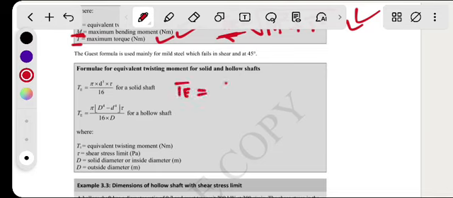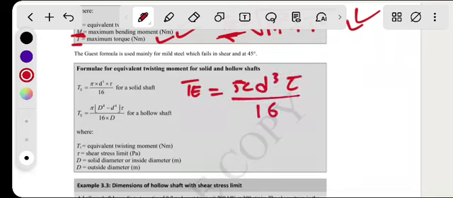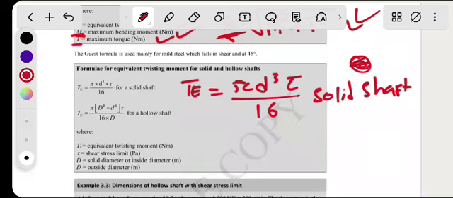It equals pi d cubed divided by 16, multiplied by the shear stress. So the equivalent twisting moment is equal to pi d raised to the power of 3 multiplied by shear stress divided by 16. This is for a solid shaft, guys.